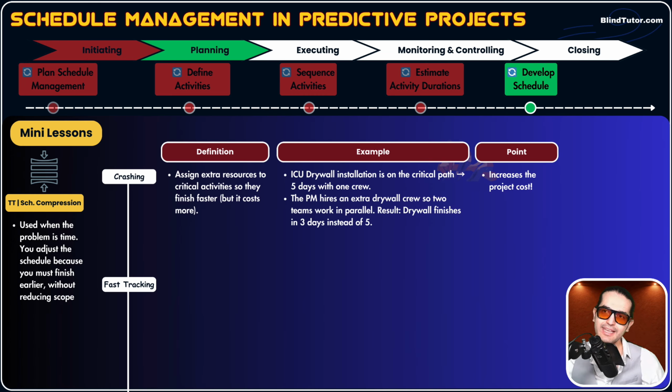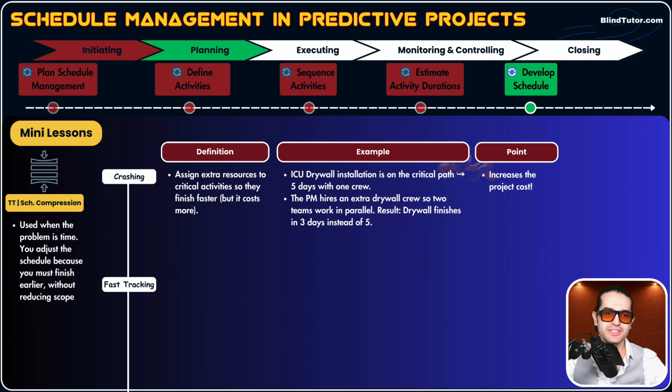So crashing means adding extra resources. For example, guys, we have an activity called ICU drywall installation, which is on the critical path. This activity normally takes 5 days with one crew. The PM applies crashing and hires an extra drywall crew, so 2 teams work in parallel. What's the result of crashing now? Drywall finishes in 3 days instead of 5 days. Drywall was on the critical path, so our project now finishes 2 days earlier because we applied crashing.